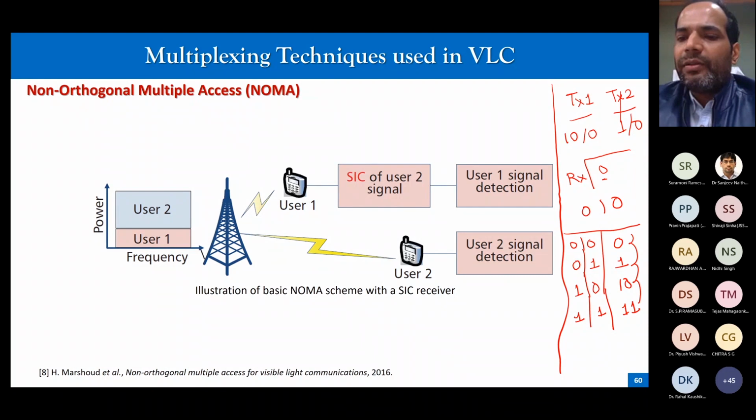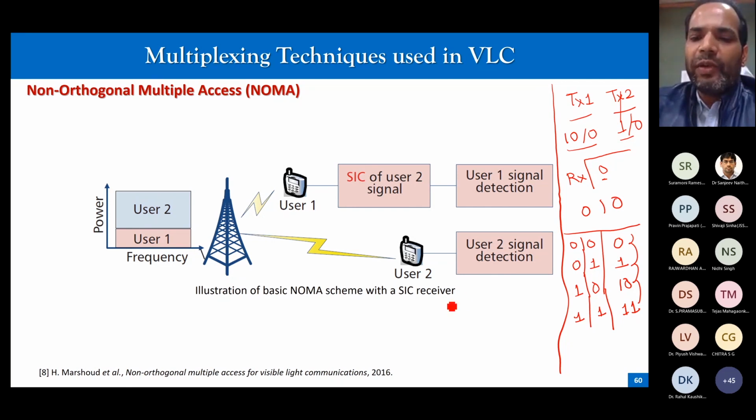And this is known as power domain multiplexing. We are changing the amplitudes at the transmitter significantly. And so when the receiver receives a signal, based on the received signal, it can deduce what these transmitters might have transmitted.